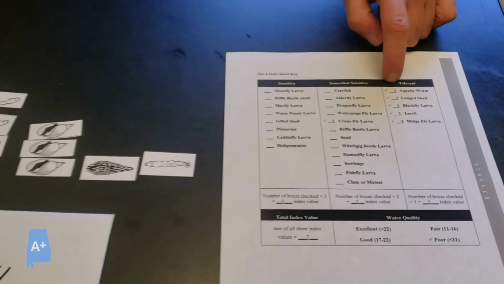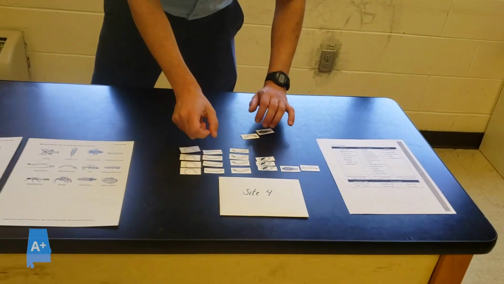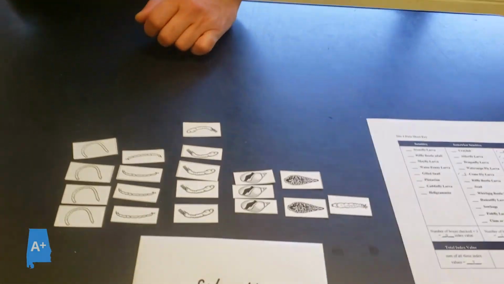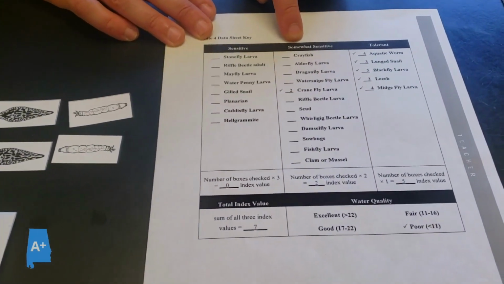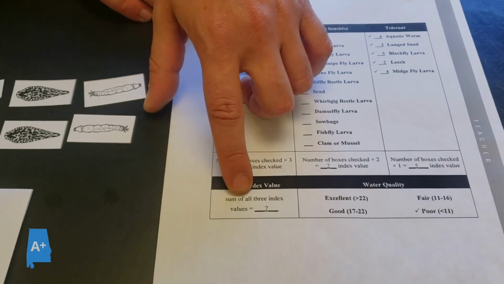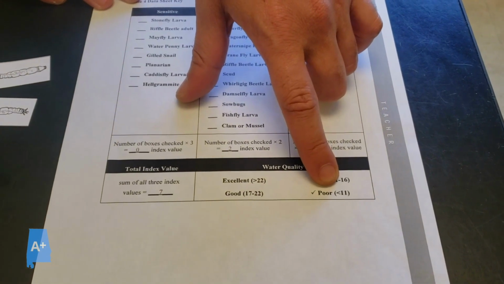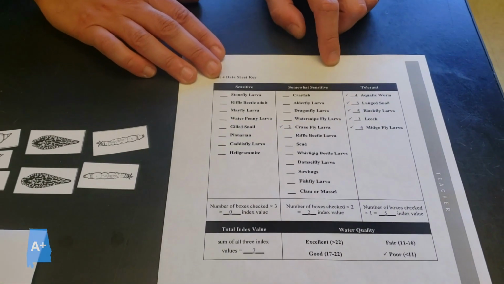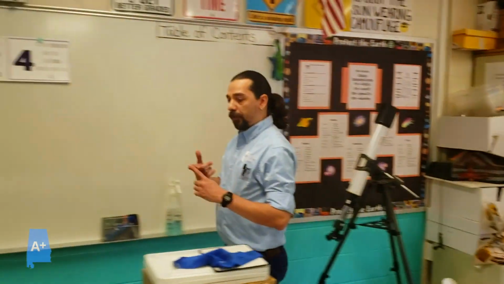So once you're done identifying the other organisms within this sample site, what you will be able to then do is see that we had 2 different organisms that were somewhat sensitive. You had 5 different organisms that were tolerant, giving you a sum of all 3 to be 7. Therefore, the water quality at site 4 is poor. Alright, each station, the students will do that. They will group the organisms, they will identify them, they will tally them together, and then they will judge the water quality.